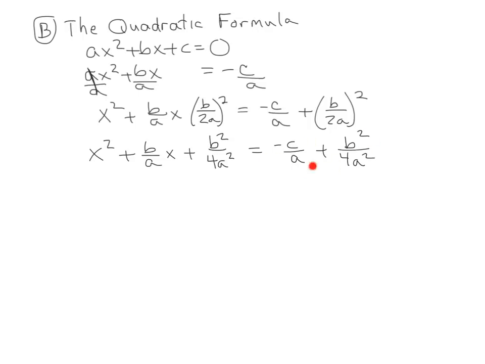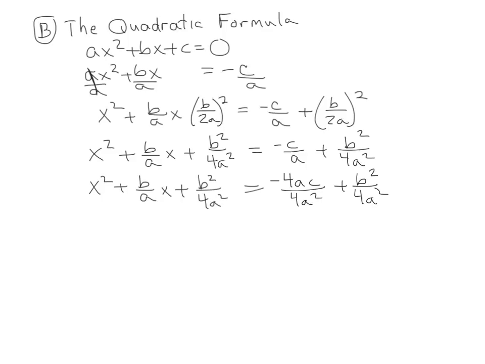Alright, now over here I'm going to add these, but I need a common denominator. And the common denominator would be 4a squared. So I have to multiply this by 4a over 4a. Alright, I'm going to write all this, x squared plus b over a x plus b squared over 4a squared equals, alright, I'm going to multiply this by 4a over 4a. So that'll be negative 4ac over 4a squared plus b squared over 4a squared. Alright, so now I have a common denominator, so I can add this.